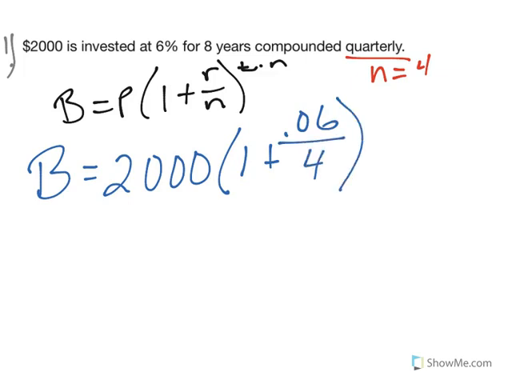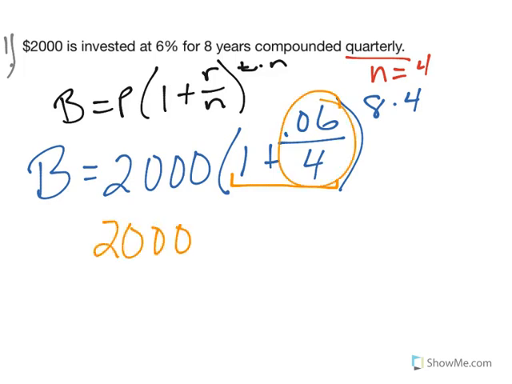4 times a year raised to the 8 times 4 power. Now, again, some calculators will whiz right through this. Some will cry foul. So you will want to make sure that you are using order of operations. So if I go inside my parentheses first, I would divide, then add 1.